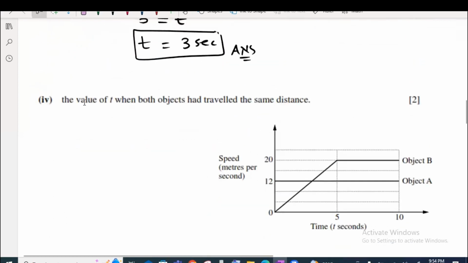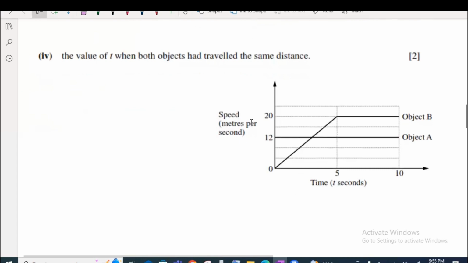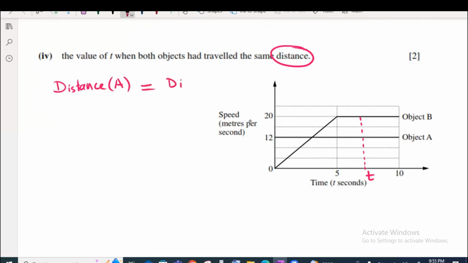In this part four, you have to find again the value of t, but when both objects had traveled the same distance. You recall the concept of distance: distance is the area under the graph. It means the area under the graphs must be the same. So we can say distance covered by object A equals distance covered by object B, and we have to calculate time t when the distances are the same.